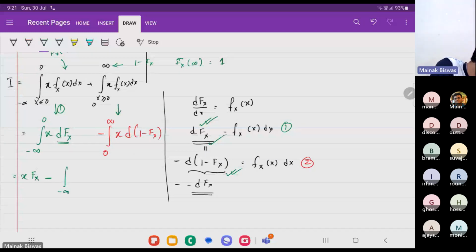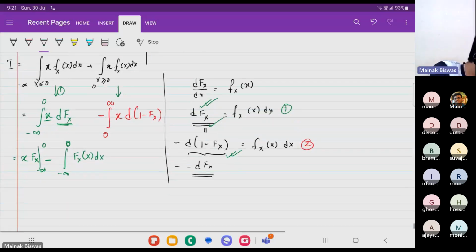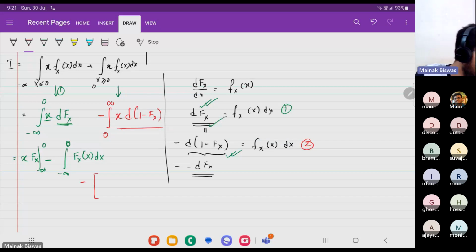From minus infinity to zero. x, if you differentiate, x will be differentiated, this will be integrated. So you will have the integral of F(x) dx, right? Yes or no? Do it. Minus. What will you have for the second one? Now you tell me, what will you have? Go ahead, Hussein.